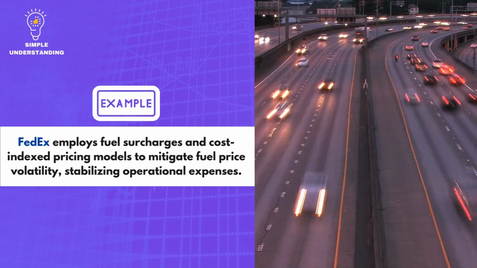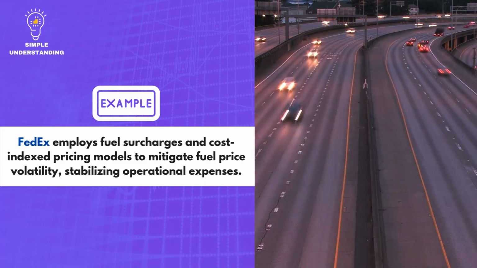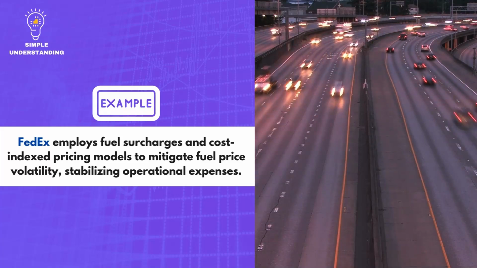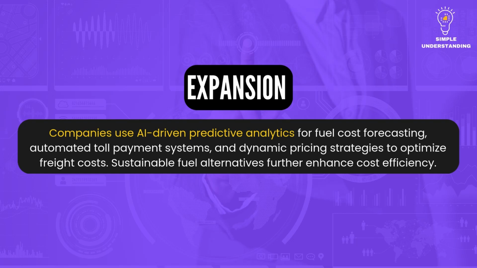Real company example. FedEx employs fuel surcharges and cost index pricing models to mitigate fuel price volatility, stabilizing operational expenses. Expansion. Companies use AI-driven predictive analytics for fuel cost forecasting, automated toll payment systems, and dynamic pricing strategies to optimize freight costs. Sustainable fuel alternatives further enhance cost efficiency.